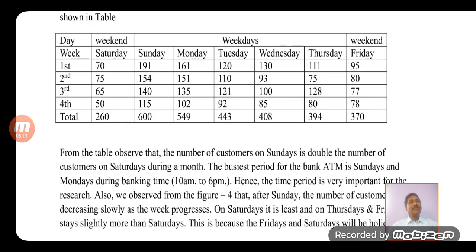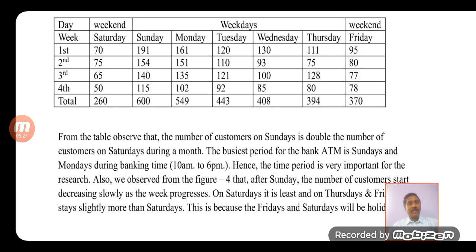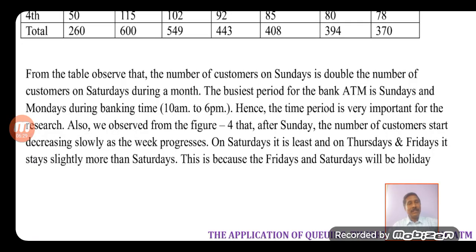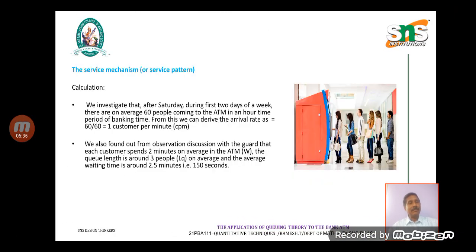Also, we observed from the figure, the table, that after Sunday, the number of customers starts decreasing slowly as the week progresses. On Saturday it is least, and Thursday and Friday are slightly more than Saturday. This is because Friday and Saturday will be a holiday. We consider that.